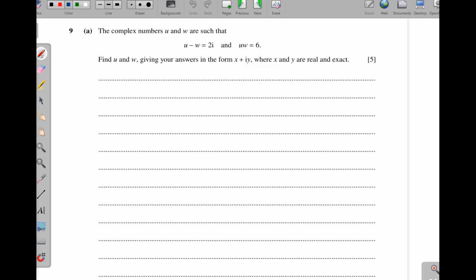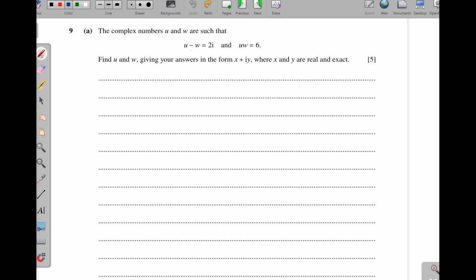Question 9 is coming from complex numbers. The complex numbers u and w are such that u minus w is equal to 2i and uw is equal to 6. Find u and w, giving your answers in the form x plus iy, where x and y are real and exact. Now, the moment they put exact, that means there is a possibility of getting a quadratic equation, and what you get from there is not a factorizable one, so you get surds, okay?